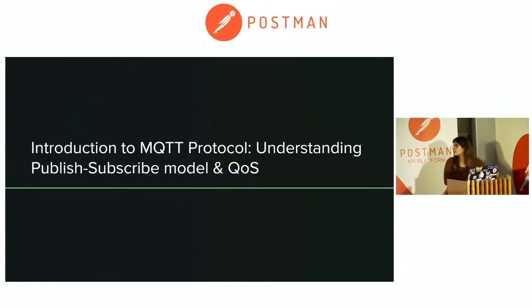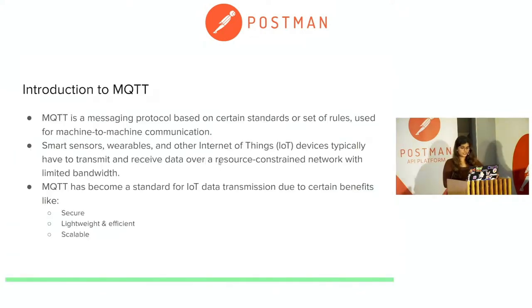So the next is introduction to MQTT. MQTT is a messaging protocol based on certain standards, a set of rules used for machine-to-machine communication. Smart sensors, wearables, and other Internet of Things (IoT) devices typically have to transmit and receive data over a resource-constrained network with limited bandwidth. So MQTT has become a standard for IoT data transmission due to certain benefits: it's secure, lightweight, efficient, and scalable.